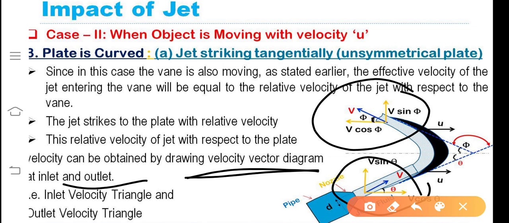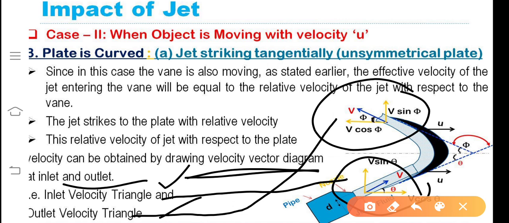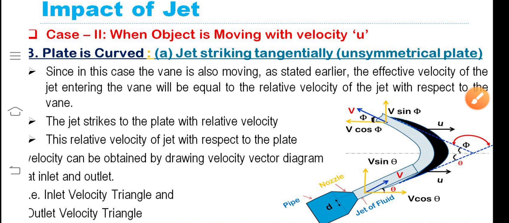Right? Jet angles will be alpha and beta, whereas vane angles are denoted by theta and phi at inlet and outlet respectively. That is the inlet velocity triangle and outlet velocity triangle. Here this is the inlet velocity triangle, this is the outlet velocity triangle. Is this slide clear? Fine. Next slide.